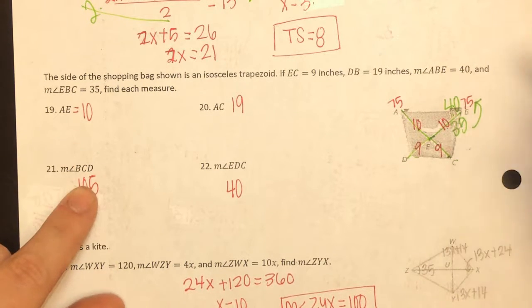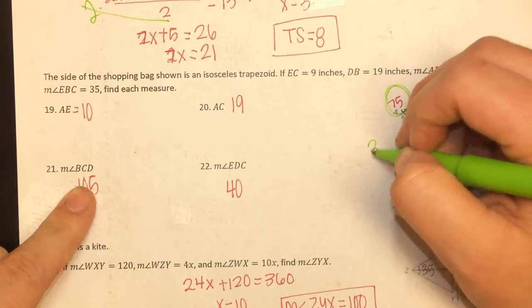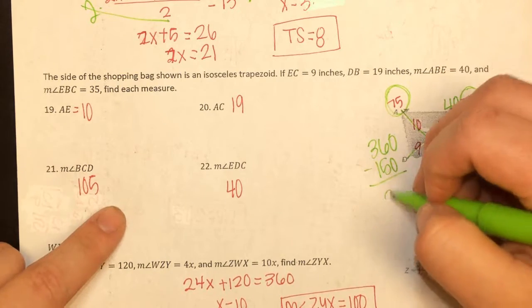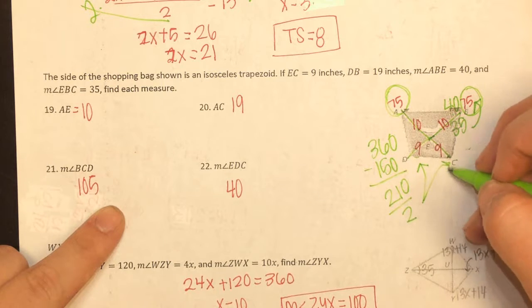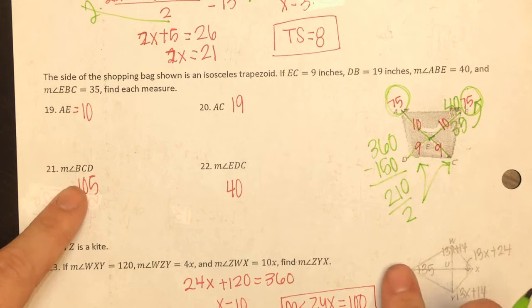BCD is this whole thing. So if this is 75, this is the same. It still has to equal 360, so subtract 150. You will get 210. Divide 210 because it has to be split between this angle and this angle. So you would get 105.